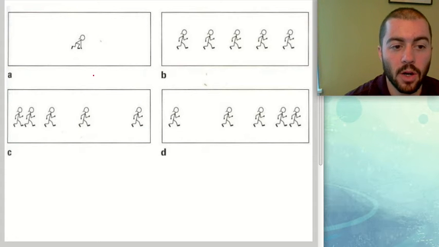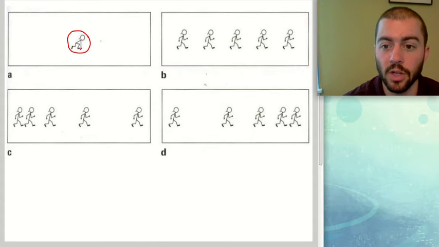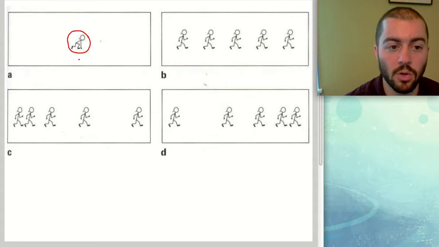Okay, so for motion diagram A, if we look at this person here, there's only one picture, right? This really would be probably a whole bunch of pictures overlapping each other. There's no motion here because every frame is staying in the same position. So if there's no change in position, then there's no motion. So this would be an example of no motion.